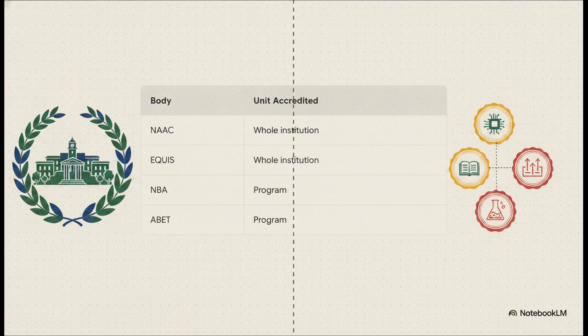But on the other side of the coin, you have bodies like NBA or ABET, and these are highly, highly specific. They accredit individual programs, like one specific engineering or management or STEM degree. And this is exactly why we started off by saying a badge for one program doesn't magically cover the whole university. I mean, you could have a world-class ABET-accredited computer science program sitting inside a university that is otherwise, well, completely average.